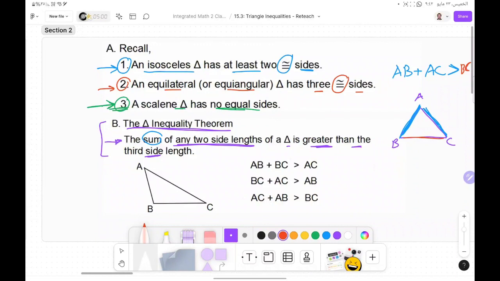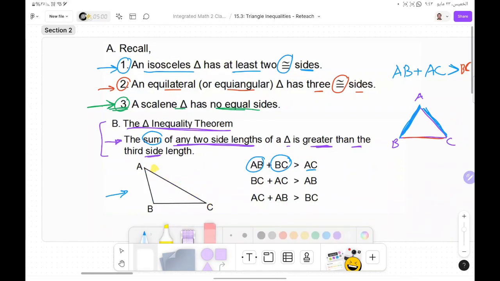As you can see, this is the rule that we are going to study. Any two sides should be greater than the third side. Look at this rule here. Let's have a look at this triangle. Let's say we have AB plus BC. These two sides should be greater than the third side, which is AC here.